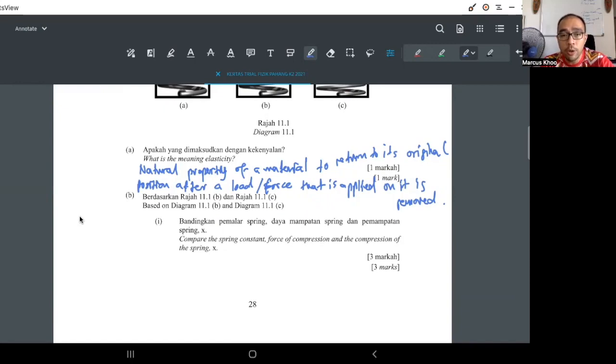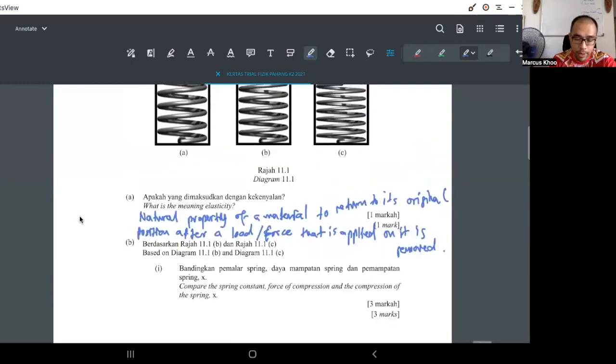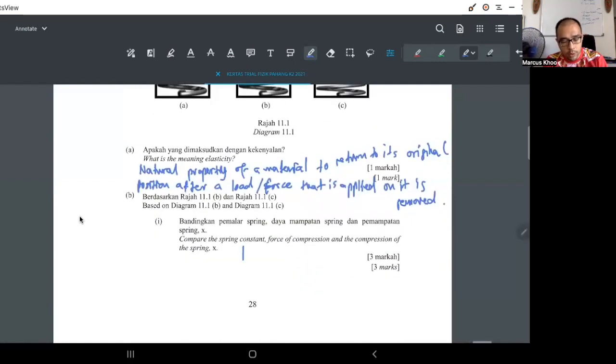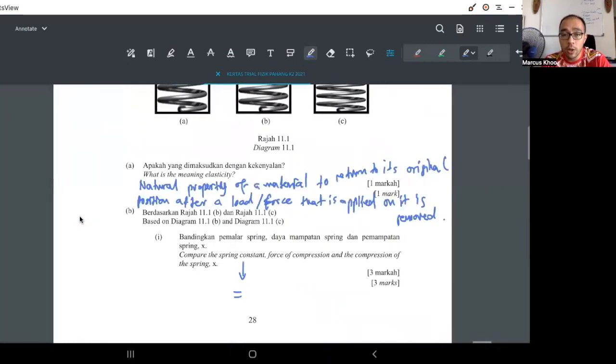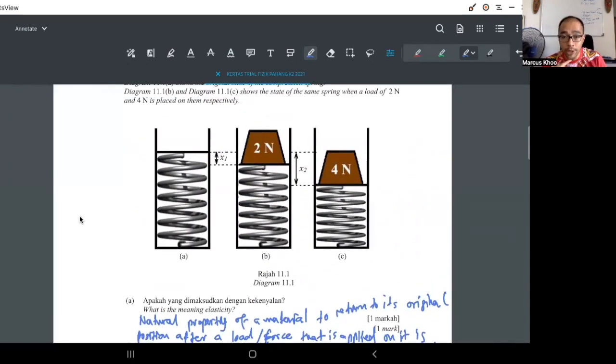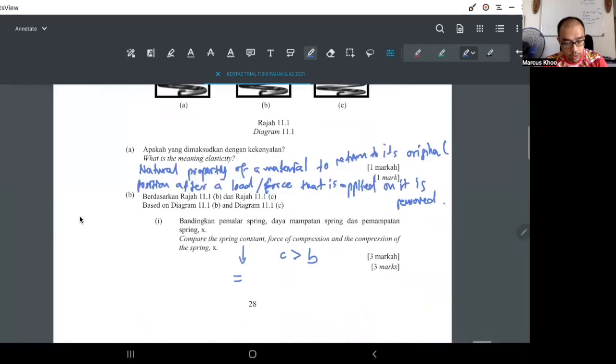So, let's compare the spring constant, the force of compression, and the compression of spring X, just comparing B and C. The spring constant will be the same, because it's the same spring, you're not using any other one. Now the force of compression, one is 2 newtons and one is 4 newtons, so obviously C is more than B. Yes, I know 11.1C is bigger than 11.1B, but I'm just writing for this one. And the compression of the spring, if you take a look, obviously C is also more than B.